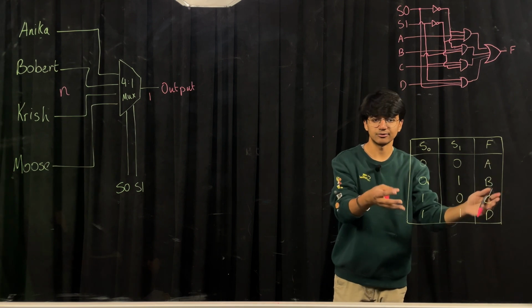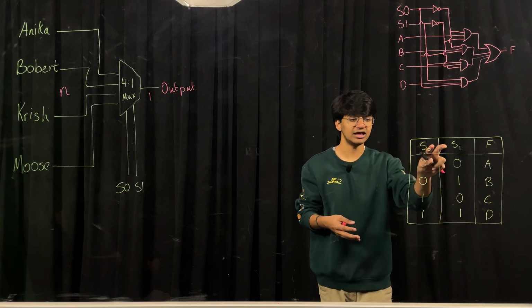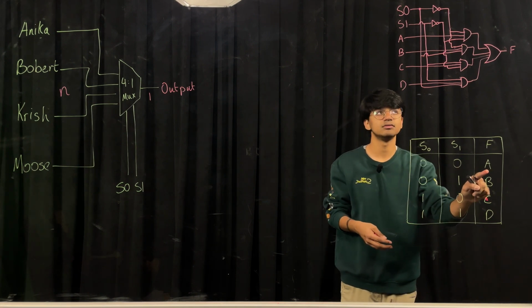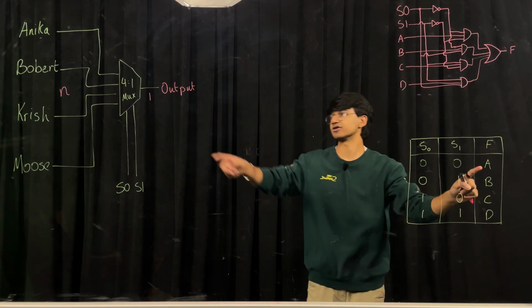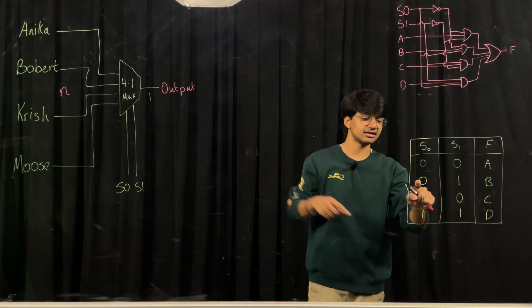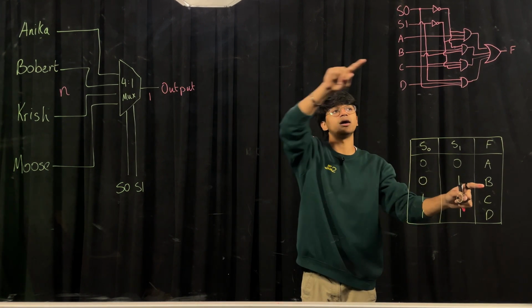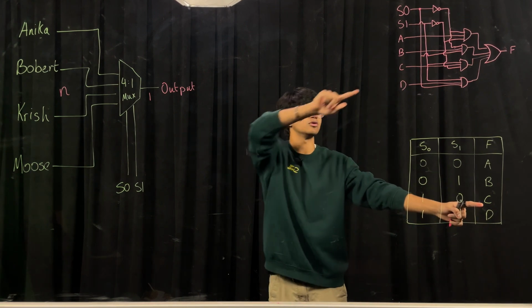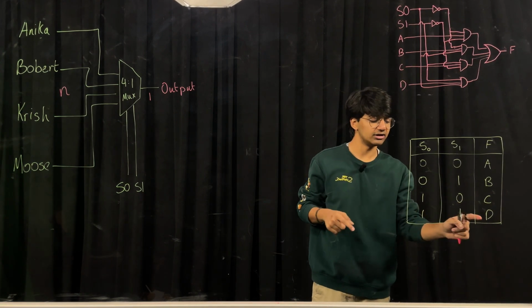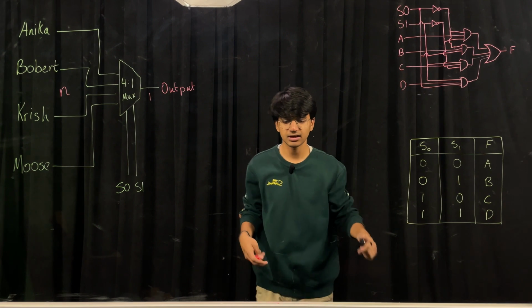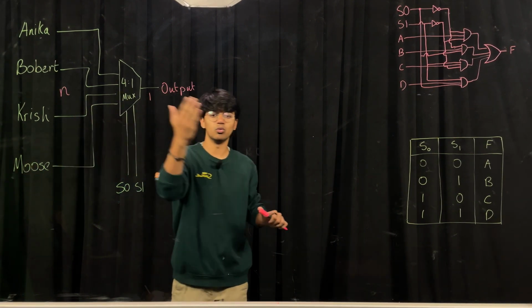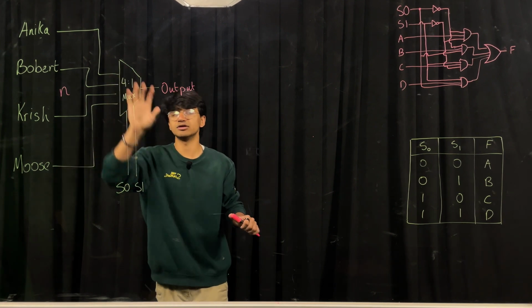Looking at this truth table, we can see it very clearly. If our select lines are 0 and 0, then A will pass through. A here. Or we can also call that A for Anika. Select lines are 0 and 1, Bobbert or Bob or B will pass through. 1 and 0, C, Krish or C will pass through. And 1 and 1, D or Moose will pass through. That's why multiplexer is super important. So since we have all this data and only want one coming out, we use a multiplexer.